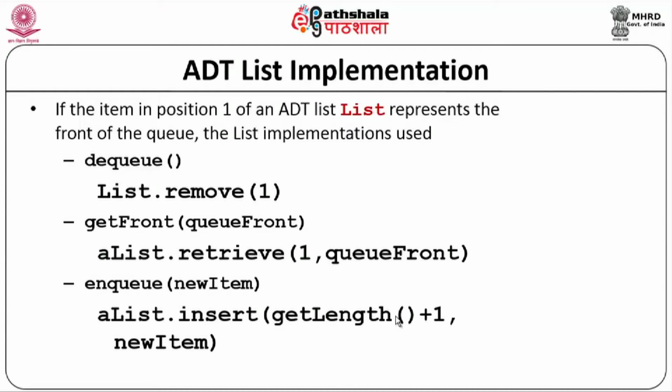NQ new item in the list. Now, here the problem is you have to have an operation defined as get length, because you have to go to get length plus 1 and only there you can insert the element. So, the list ADT here should have the following operations. What all operations? Remove operation, retrieve operation, get length operation, then only you can do this implementation.